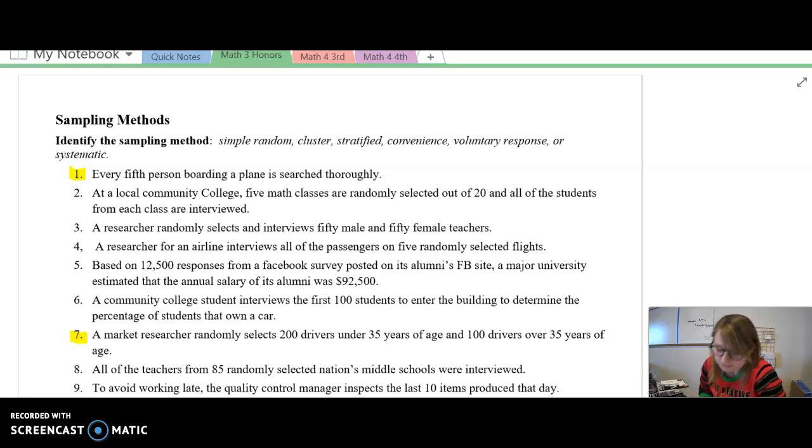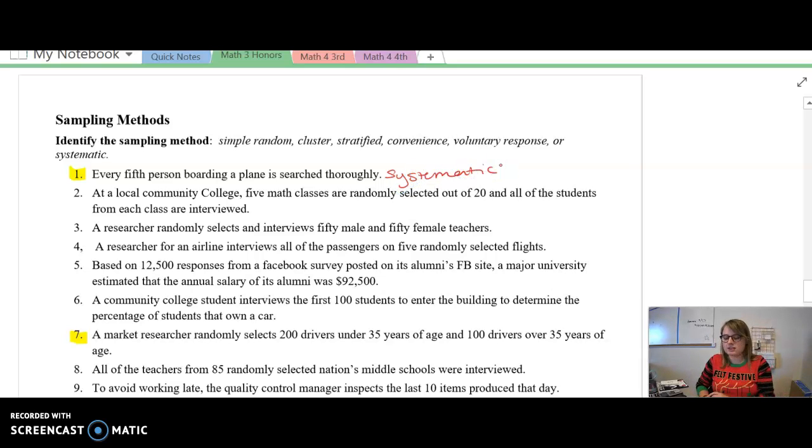Alright, so every fifth person boarding a plane is searched thoroughly. So this tells me that, okay, it's random, but it's not, so it's every fifth person. Okay, so that tells me that this is going to be systematic.